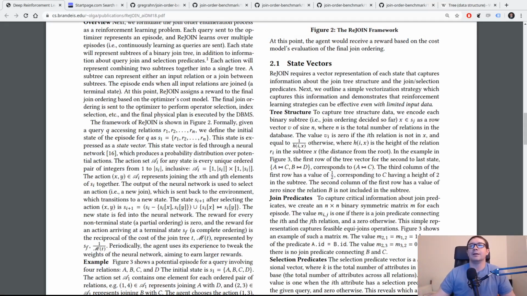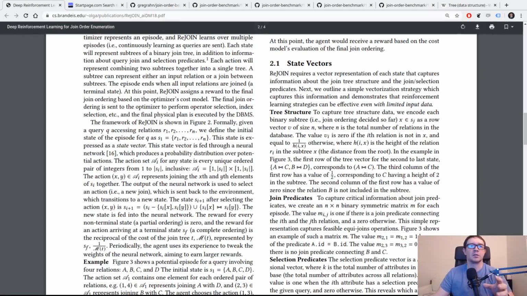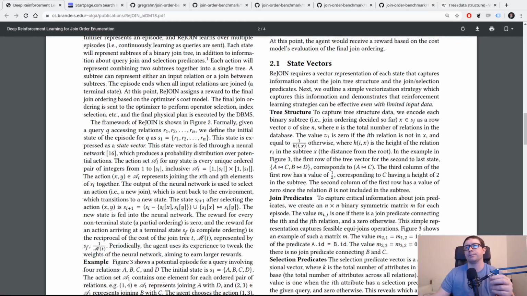To capture tree structure data, we encode each binary subtree, meaning join ordering decided so far, X is a subset of S sub J, as a row vector V of size n, where n is the total number of relations in the database. The value V sub i is 0 if the ith relation is not in X and equal to 1 over H as a function of i and X, where H_i(X) is the height of the relation R sub i in the subtree X, the distance from the root. Now that's where some confusion came in. I'm not certain on their definition. I'm going to point to something else that makes me rethink that and is more consistent with what I see in the paper, at least the graphic that they give.